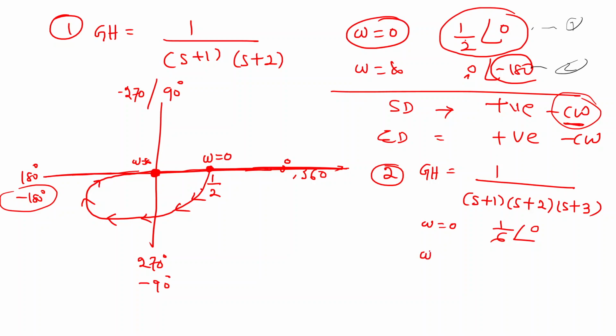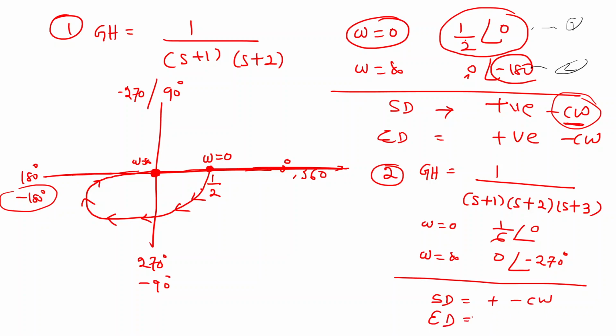Now omega equal to infinity. 1 by infinity is 0. And three poles are there. One pole is minus 90, so three poles will be minus 270. Now you write down the starting angle. Only poles are there, which are positive, so clockwise. Only poles decide the ending direction, so clockwise. The ending direction is the difference of these two, 0 degree and minus 270, that is positive again. Again clockwise.